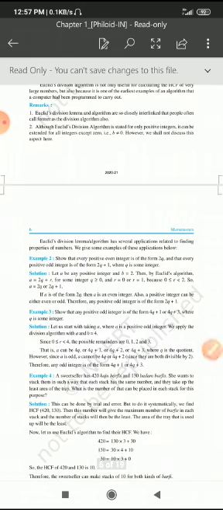Show that every positive even integer is of the form 2q, and that every positive odd integer is of the form 2q plus 1, where q is some integer. See, we have to prove that an even integer is in the form of 2q and an odd integer is in the form of 2q plus 1. To prove that, let a be a positive integer. Consider a positive integer a and b is equal to 2. Then apply Euclid's division algorithm, a is equal to 2q plus r.